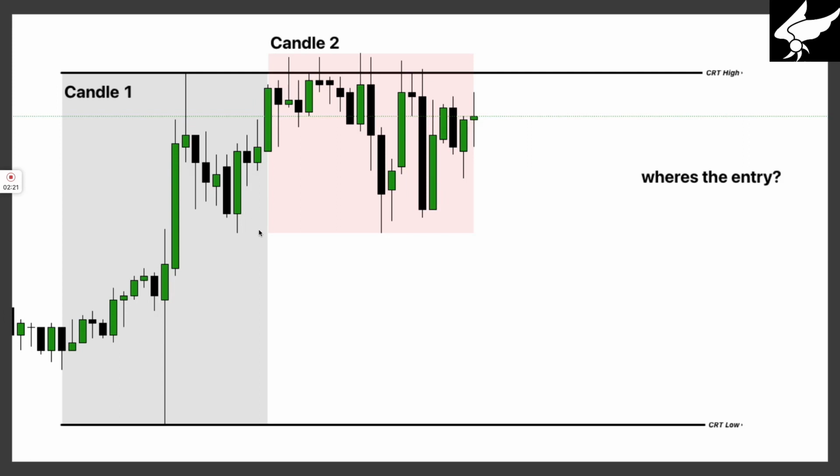So let's look at that example on the lower time frame. This is candle 1, the gray shaded region. Candle 2 is the red shaded region. And now where would be the entry? Focus. First off, we're bearish. There's your hint. We souped the range high. Where's your entry short?